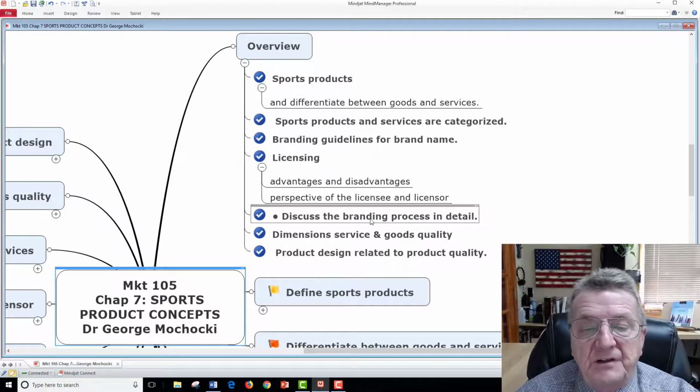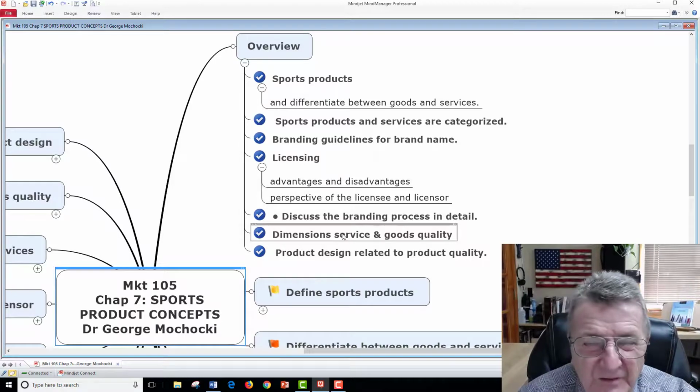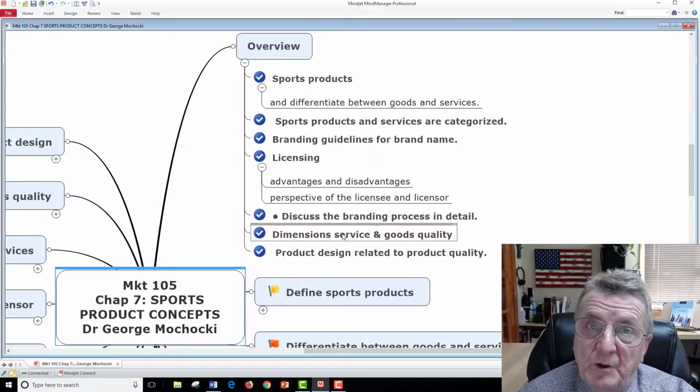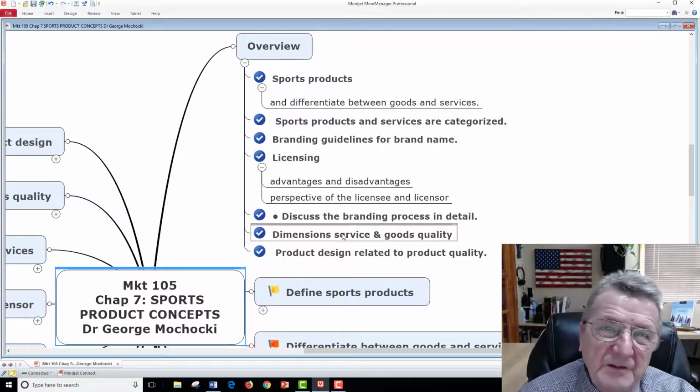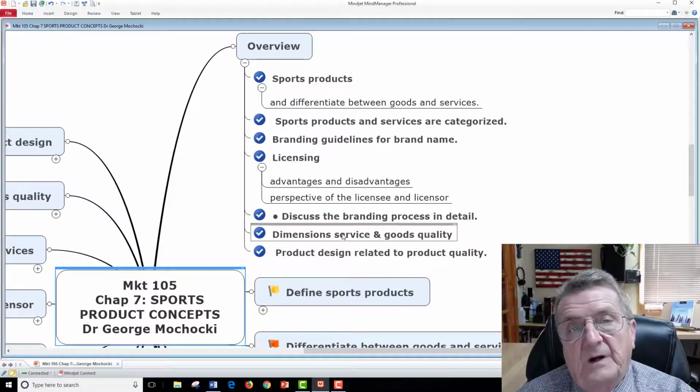Okay, discussing the branding in detail and dimensions of service and quality. And a lot of this, when you look at it, is not that complicated. Think of yourself as a consumer. Forget the spectator. You're looking at products and services. You go to some places, do I feel like they treated me with respect? They treated me as a customer. They listened to my likes or not.